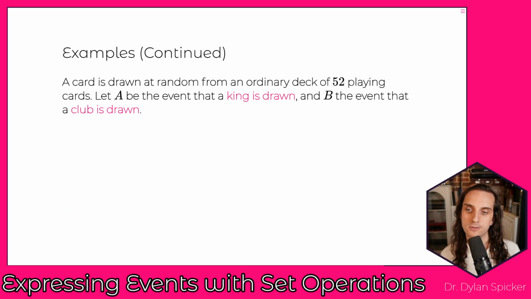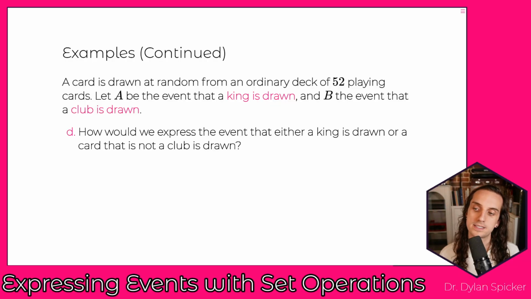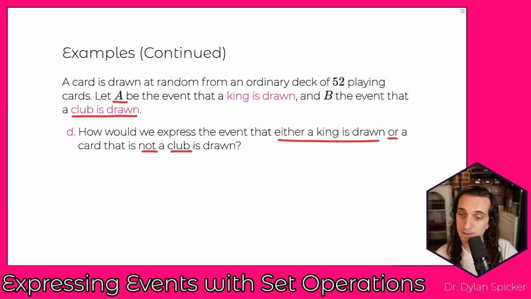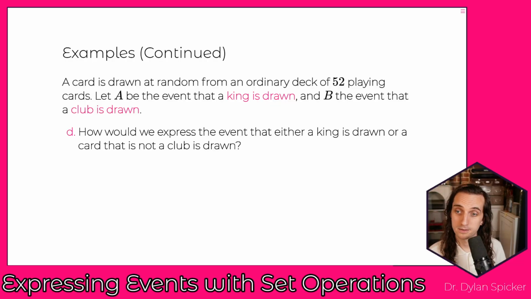Okay. We continue the events here. How could we express the event that either a king is drawn or a card that is not a club is drawn? Okay, so we have an "or" here. The "or" is the first thing that jumps out to me. The "or" is going to be a union, so we know we need a union. And what do we need to take the union of? Well, it's either a king, so that's A, or a card that is not a club. And so not a club is going to be B complement, because B is club, and not is the complement. So this is A, this is B complement, and we need to union them both. So we're going to take A union B complement.